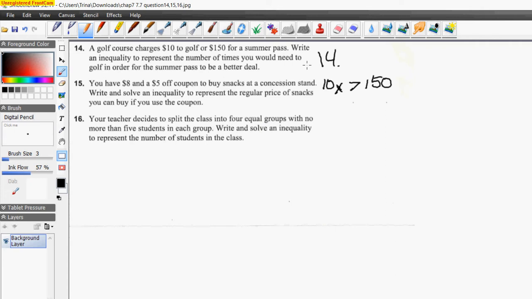So the inequality is very simple. It's 10x, the greater than sign, $150. And that's how you just write the inequality. Very, very simple. Okay? Good job.